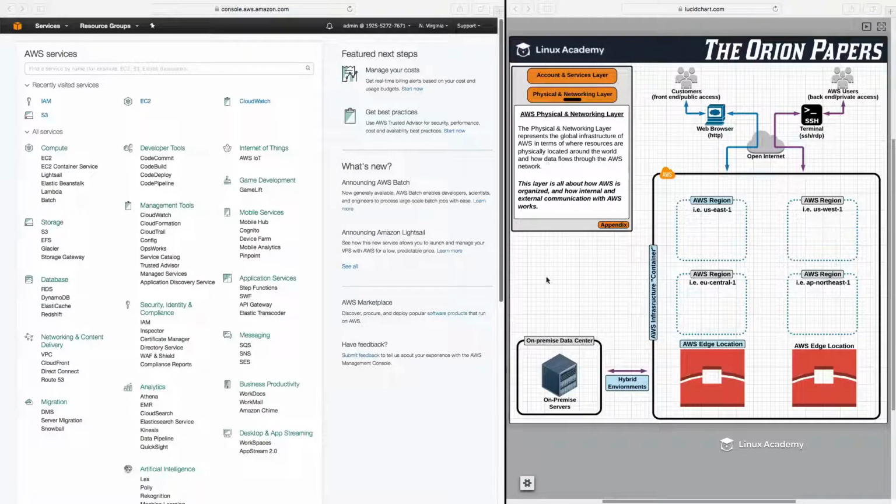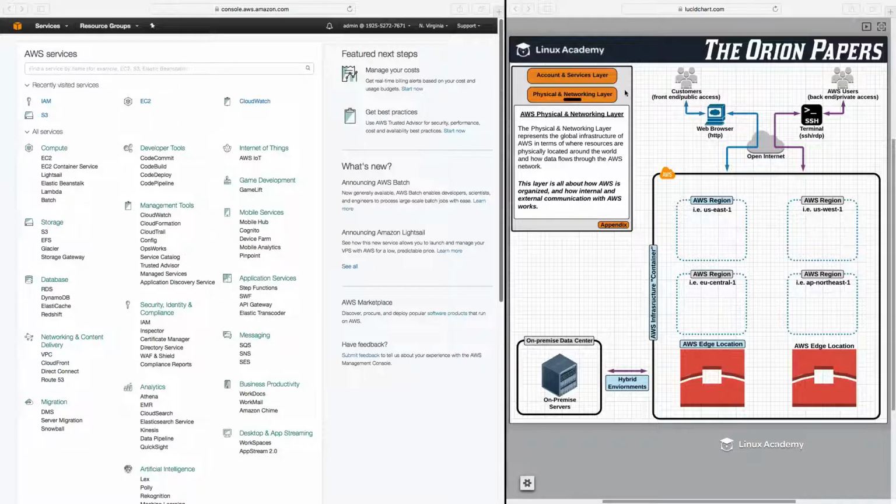The physical and networking layer represents the global infrastructure of AWS in terms of where resources are physically located around the world and how data flows through the AWS network. So this layer is all about how AWS is organized and how internal and external communication with AWS works.